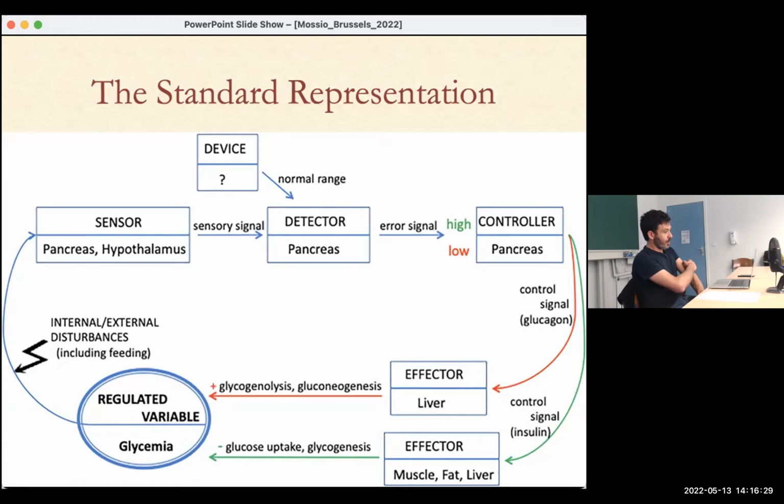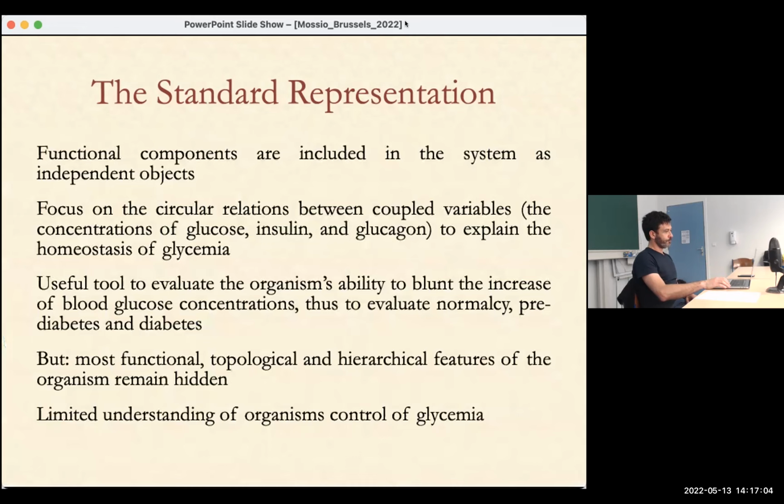Of course, this is not an all-or-nothing process. The pancreas is secreting glucagon and insulin all the time, and what the model explains is the sudden increase or decrease of release according to the level of glycemia, which is sensed by the pancreas and hypothalamus. So this is a quick representation of the model, and let's make some comments on how this model works.